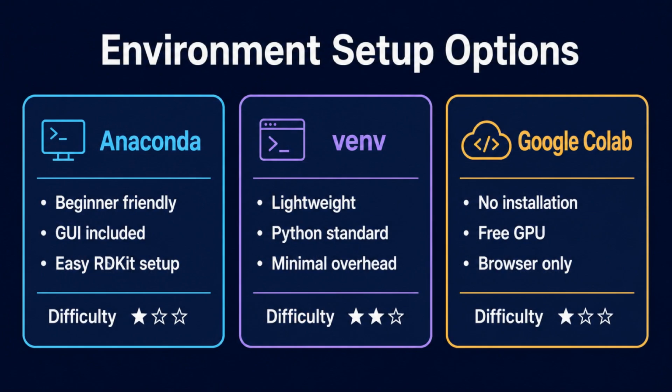You have 3 installation options. Option 1 is Anaconda, recommended for beginners because it handles dependencies automatically and RDKit installation is easy. Option 2 is Venv, Python's standard virtual environment, which is more lightweight. Option 3 is Google Colab, which requires no installation at all. You just need a browser and can use free GPU.